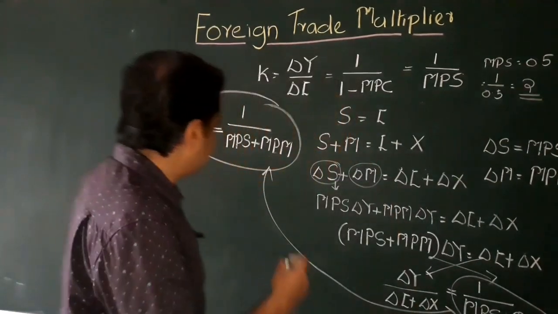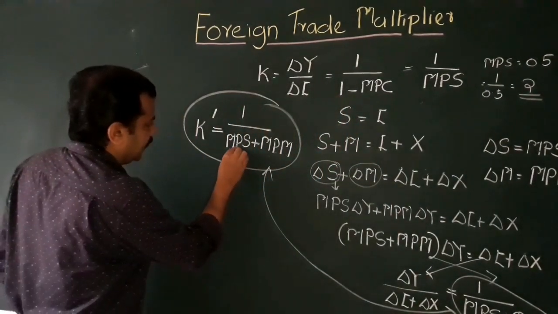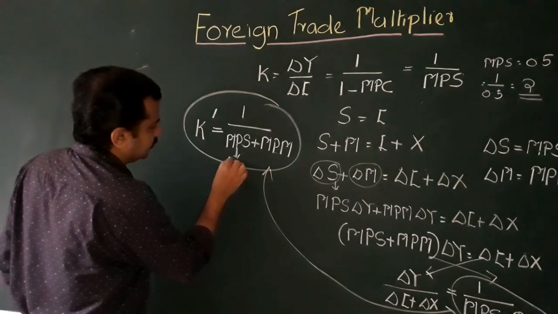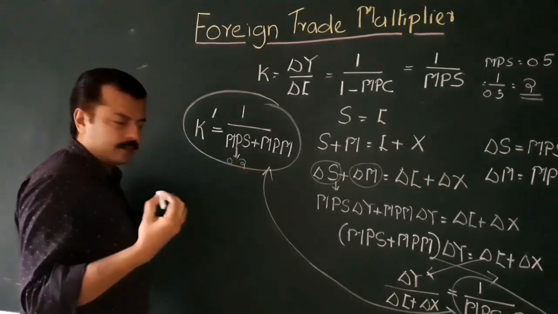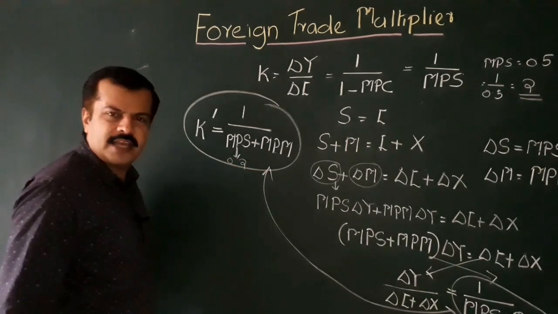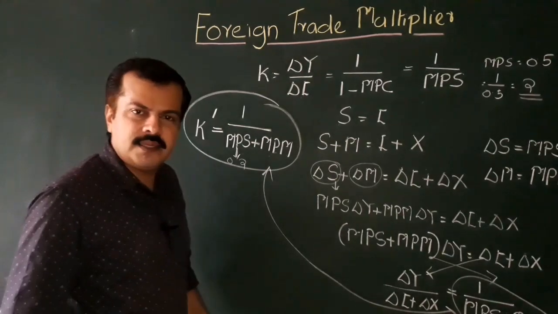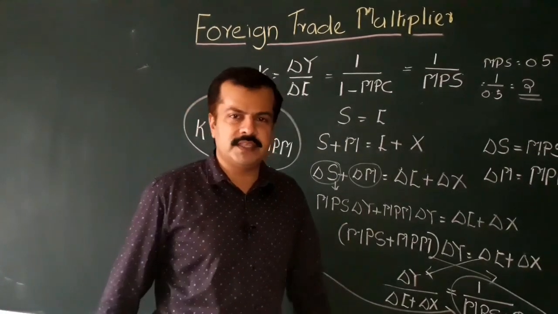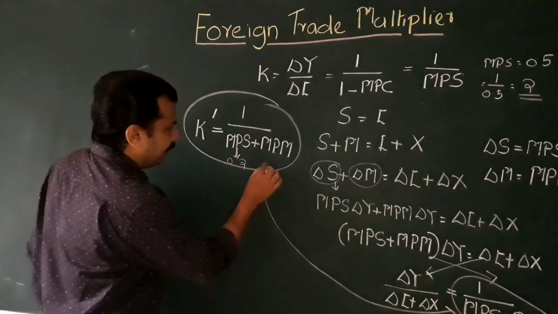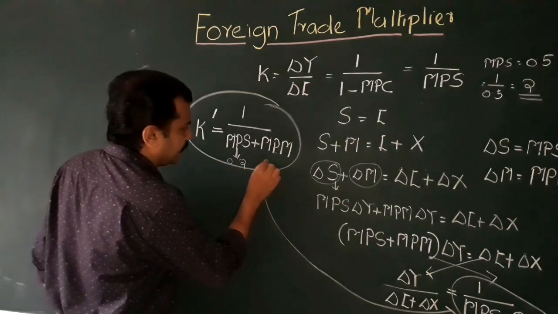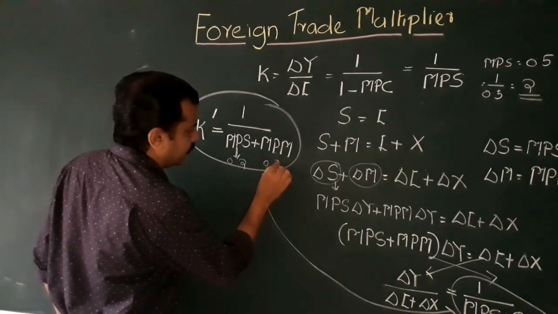For example, let us say that MPS is 0.2, marginal propensity to save is 0.2. Out of every increase in income, 20% will be saved. Say MPM, marginal propensity to import, is say 0.3.